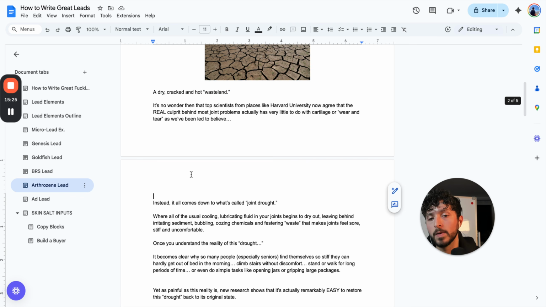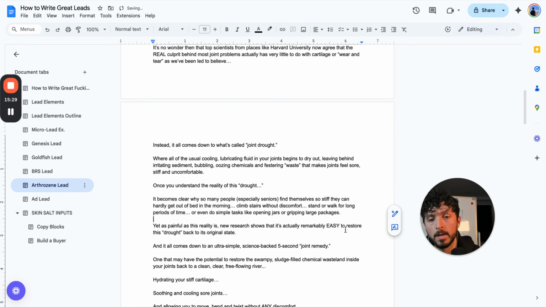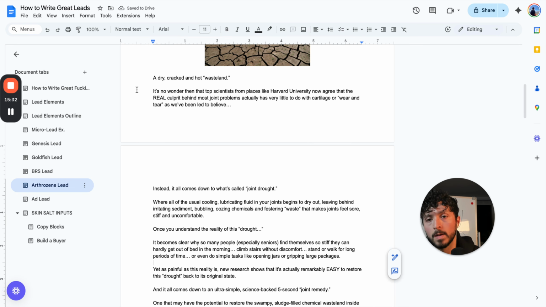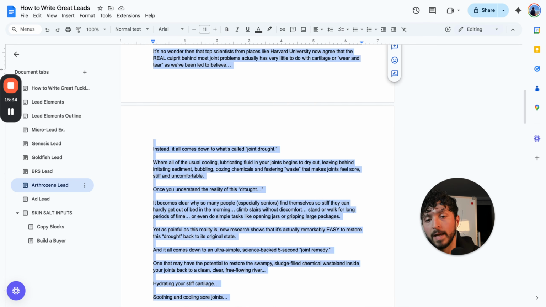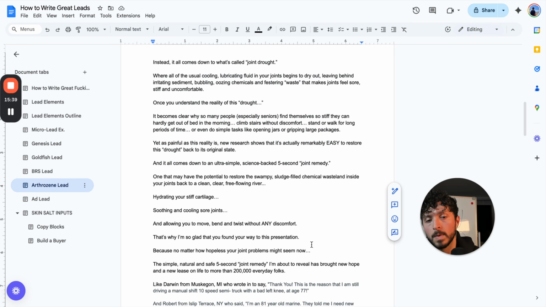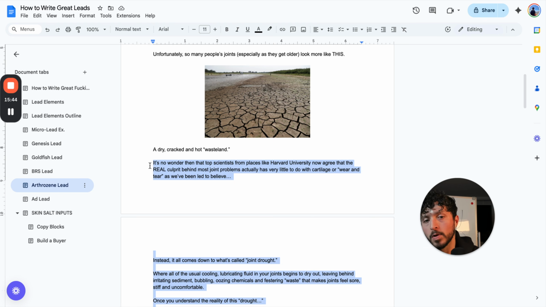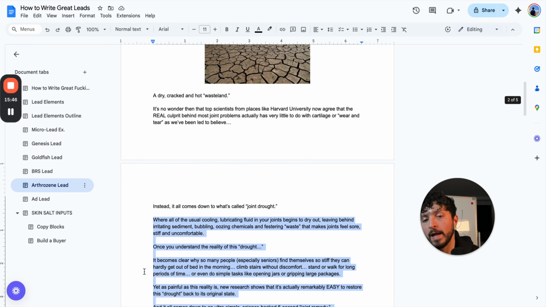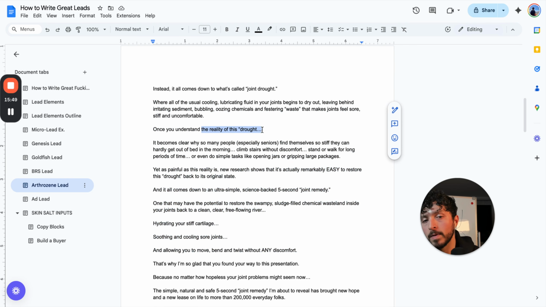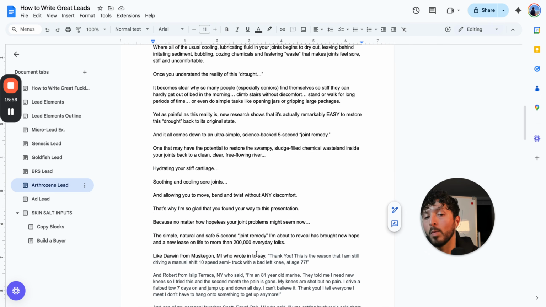Then we're going into the sort of direct promise that people have, right? So the outcome. Basically, I'm introducing this idea of joint drought. I'm talking about why it causes pain, and the fact that there's a fix. There's a joint remedy I'm about to tell you about. And I go through all the benefits that you're here for. And this is why you need to watch the presentation.